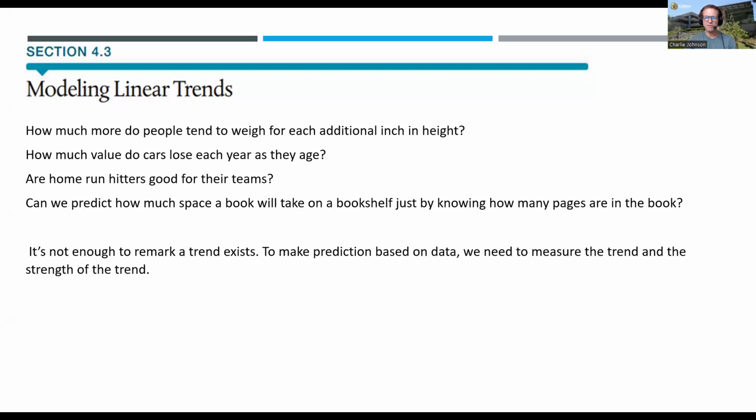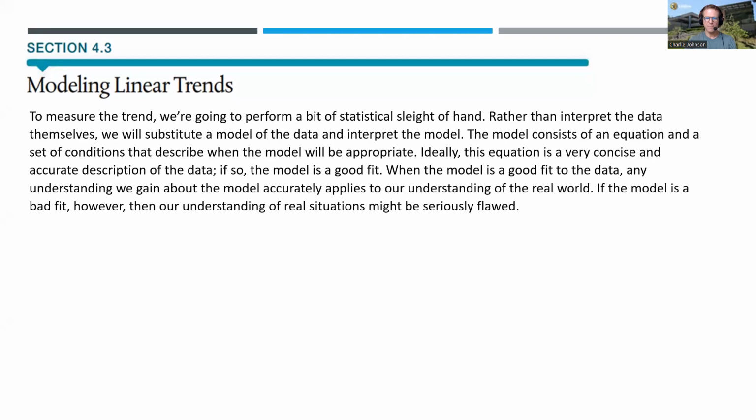To make a prediction based on data, we need to measure the trend and the strength of the trend. To measure the trend, we're going to perform a bit of statistical sleight of hand. Rather than interpret the data themselves, we will substitute a model of the data and interpret the model. The model consists of an equation and a set of conditions that describe when the model will be appropriate.